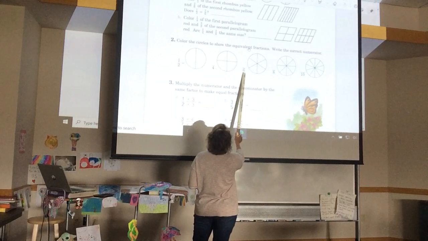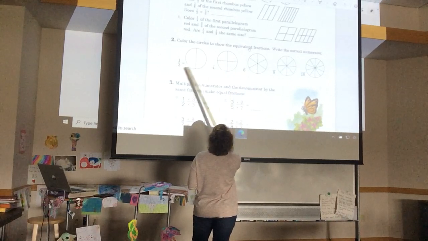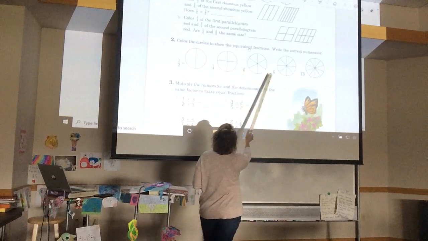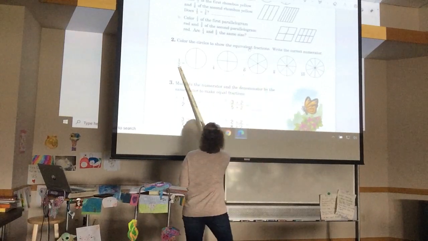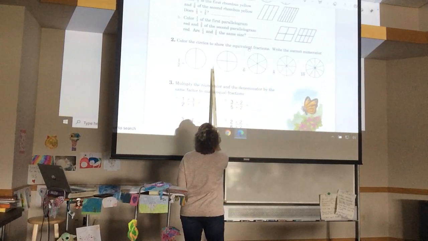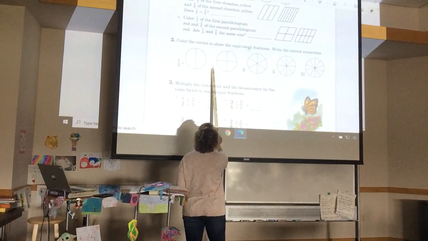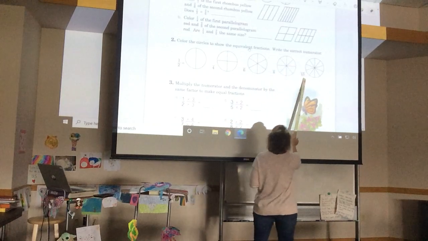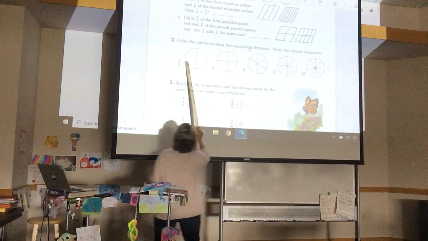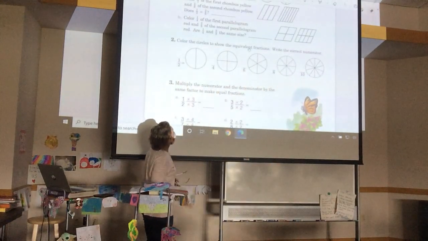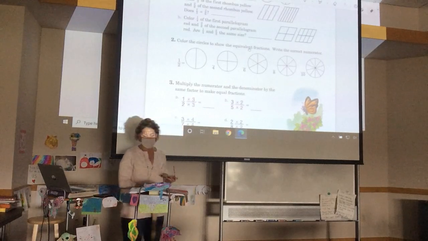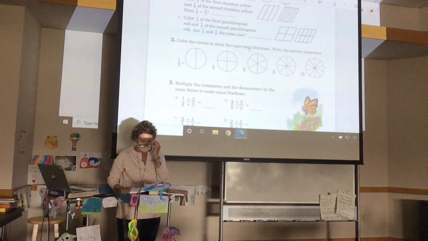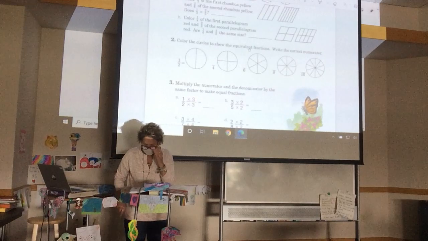Wait, I think it's adding, not multiplying. So 2 plus 2, 4. 4 plus 2, 6. 6 plus 2. 8 plus 2, 10. So what you are going to do, write the correct numerator for these. Color the circles to show the equivalent fractions.